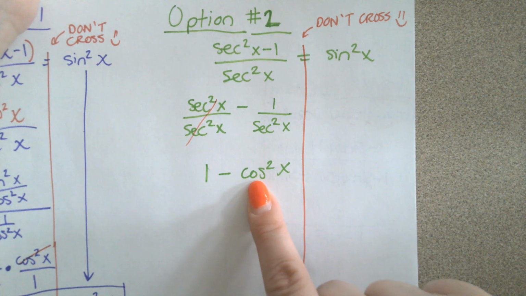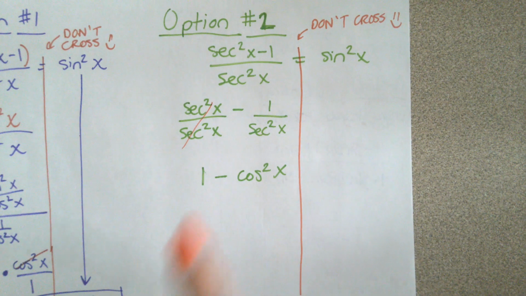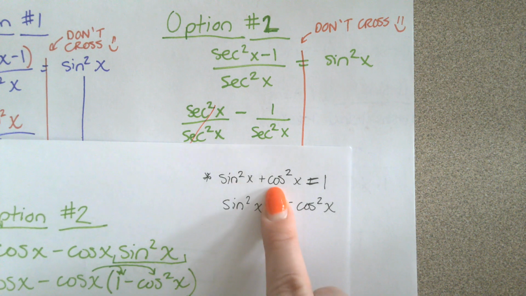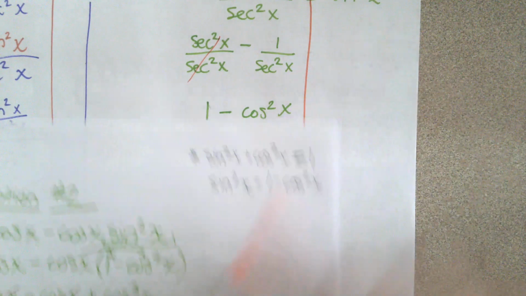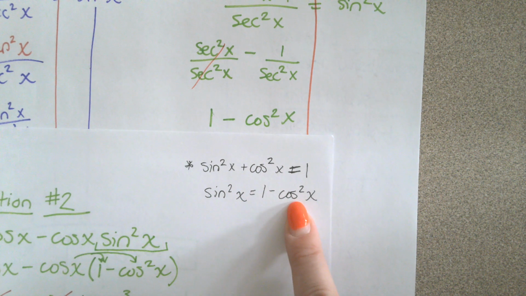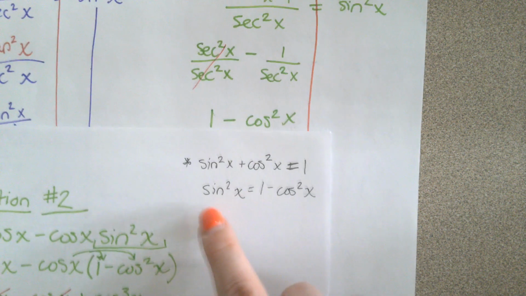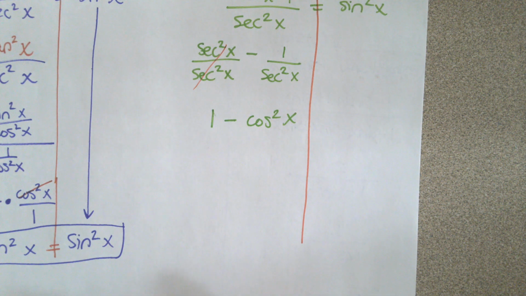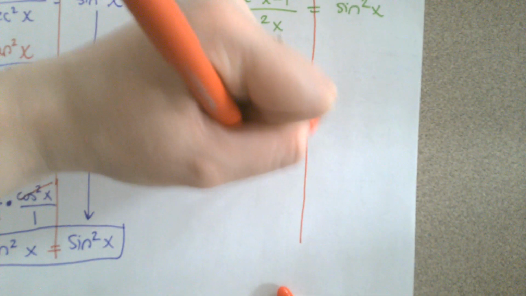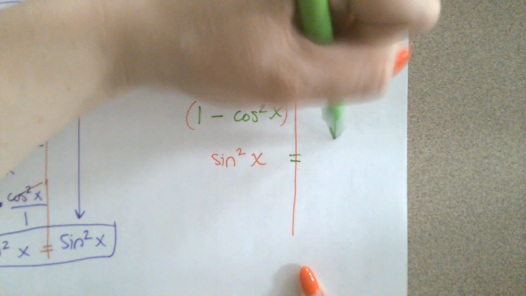And then you should recognize this. This is a Pythagorean identity. And I'm going to show you from number 2 when I used it. Sine squared plus cosine squared equals 1. And then sine squared is equal to 1 minus cosine squared. So I'm going to replace this 1 minus cosine squared with sine squared. So that's going to give me sine squared x. And then look, that's exactly what I needed to get.